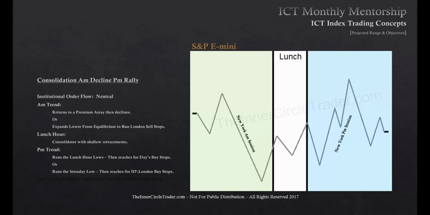If the AM session low trades down to a higher time frame discount array, then the New York PM session will only look to run out the London lunch low. If the AM session low, in this case, does not trade down into a higher time frame discount array, then the New York PM session will look to run out the intraday low and then rally. PM trend can simply consolidate into the close after the lunch hour as well, just like we said in the previous slide for consolidation, AM rally, PM decline.